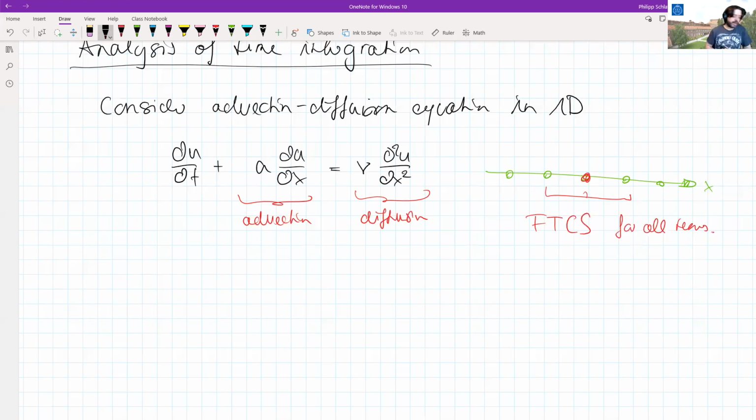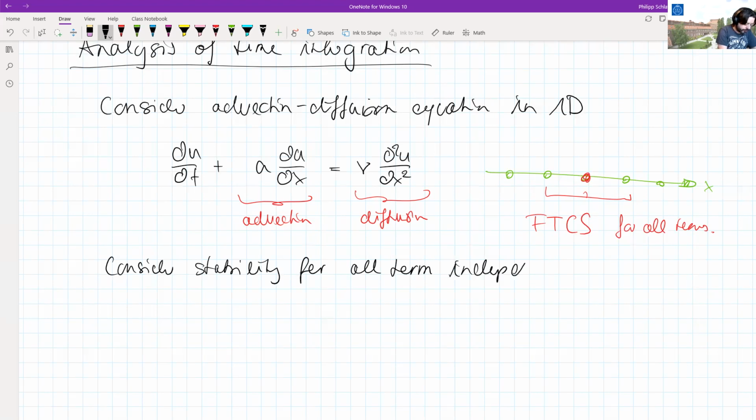Okay, now what happens to stability? First, consider the stability for all terms independently. Well, maybe not the terms, but the type of the equation independently. So that we have the stability for the advection, and we have the stability for the diffusion. Okay. What about the advection? What is determining the stability for the advection? Or how would we calculate the stability for the advection? Does anybody know? How would one do that now?